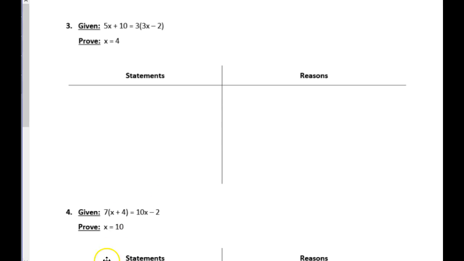On number 3, what do I always write first? Given on the right side, but on the left side, make sure you write what is given, right? So 5x plus 10 equals 3, parentheses 3x minus 2, given.